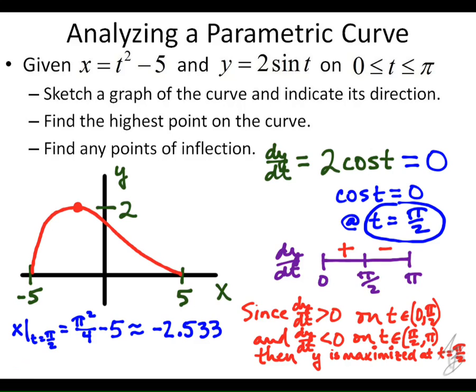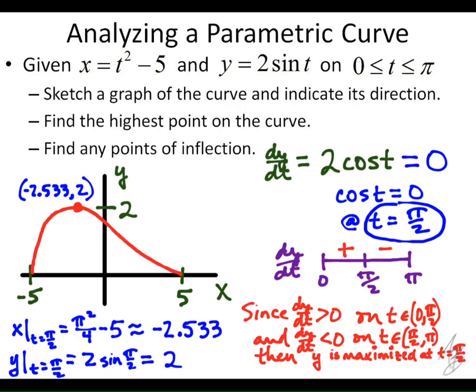Okay, and then y evaluated at t equals pi over 2 is going to be what? It's going to be 2 times the sine of pi over 2. What's the sine of pi over 2? The sine of pi over 2 is 1, so this is going to be 2. And that makes sense because the greatest value of sine is going to be 1, so the greatest value of 2 times sine should be 2, right? So our ordered pair here then is going to be negative 2.533, comma 2. And that is the highest point on the curve.